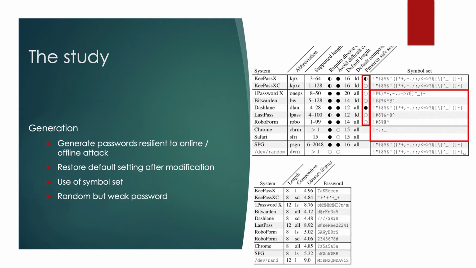It generated some weak passwords, and it all went away when the length was increased, and only KeePass and Dashlane make use of the majority of the symbol set, while the rest use a very minimal amount of the symbol set. Also, the default setting should be restored, meaning if you generate a weak password for one website, that shouldn't become the new standard for all the other passwords you're generating. It should automatically go back to your 16 or 20 character password.